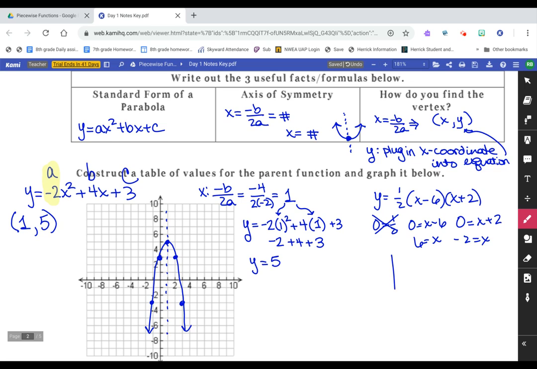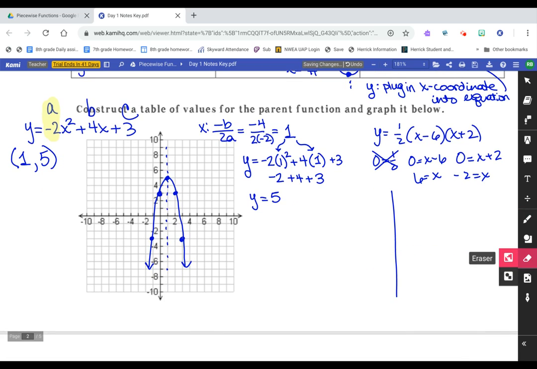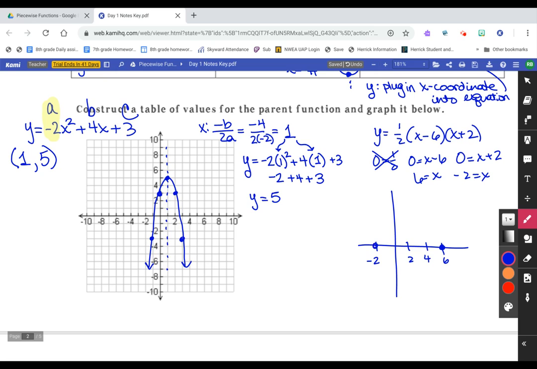So when you go to graph this, let's make that a little straighter. Let's go by 2, 4, 6. So we'll have a point here at 6, and we'll have a point here at negative 2 for our x-intercepts.